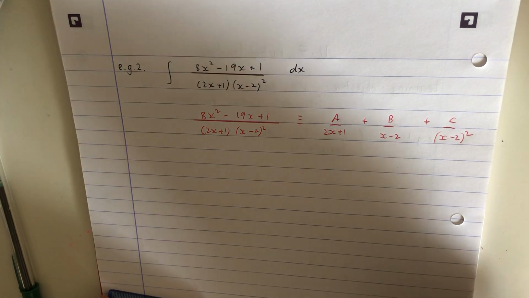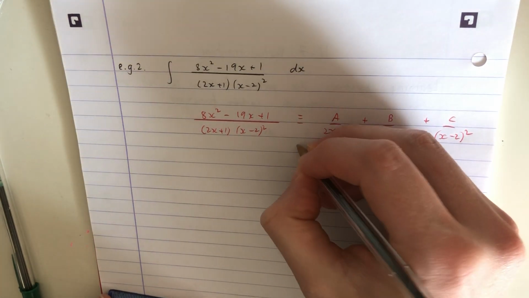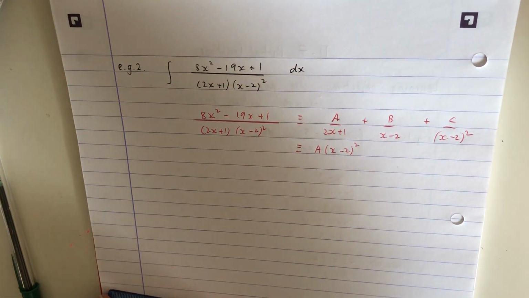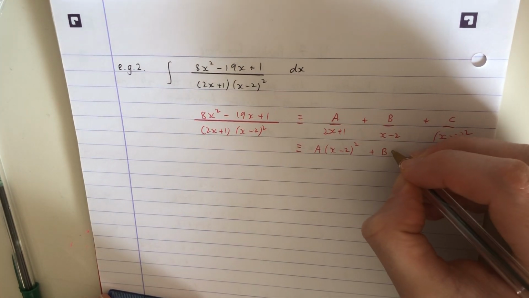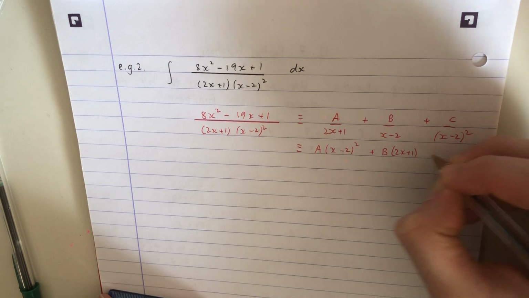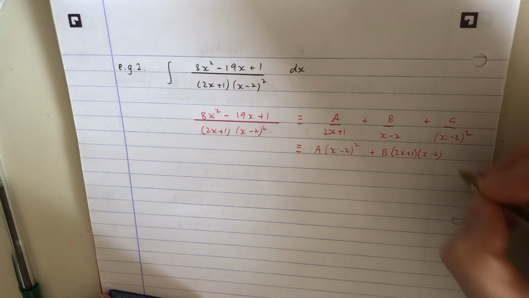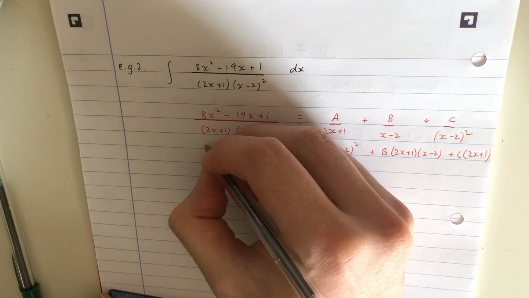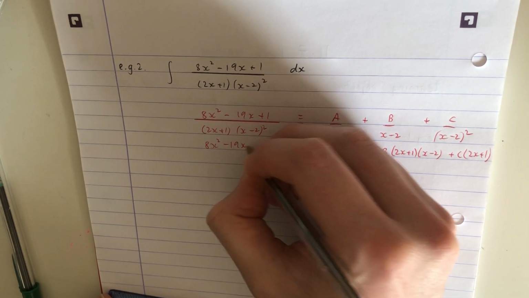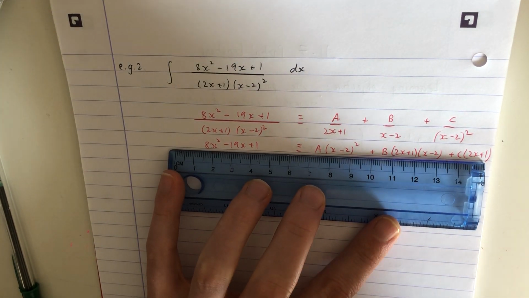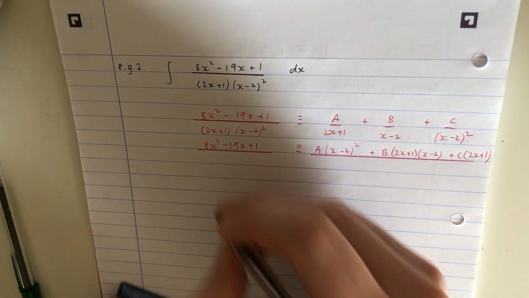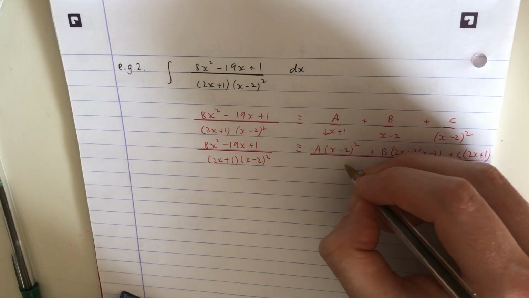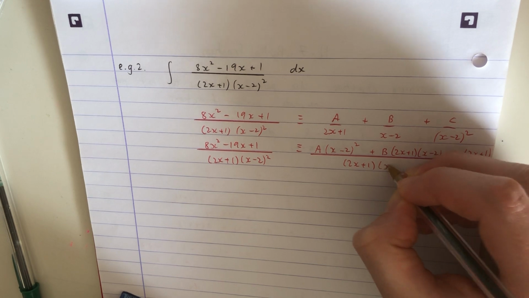Then you're going to try and simplify the right hand side like we did last time. This is equivalent to a x minus 2 squared plus b 2x plus 1 x minus 2 plus c 2x plus 1, and then 8x squared minus 19x plus 1. All of those are over the same denominator now, which is what we needed. 2x plus 1 x minus 2 squared, and 2x plus 1 x minus 2 squared.